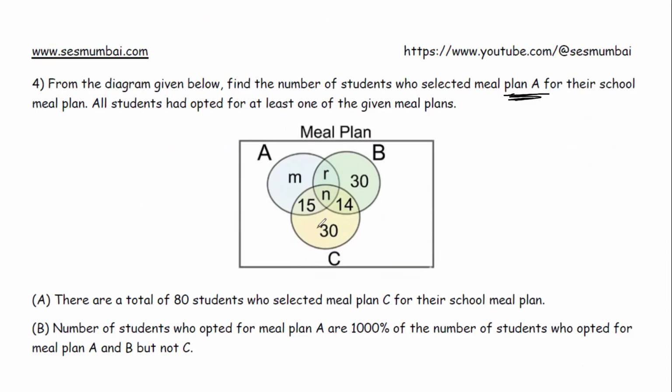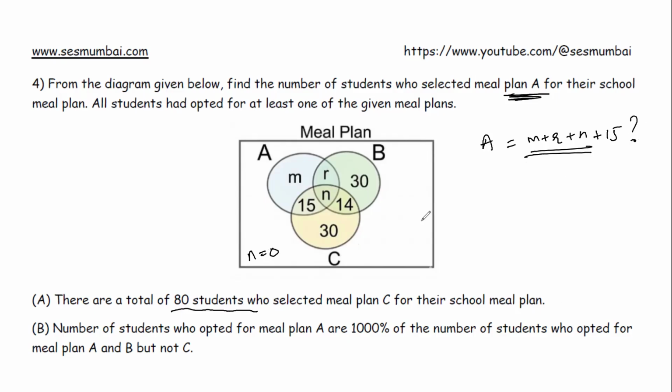So there is nothing like not opting for a meal plan, since all students opted for at least one of the given meal plans. So n is 0, meaning the ones who are not taking any meal plans are 0. So everyone's taking a meal plan. Okay. So there are a total of 80 students who selected meal plan C. What we need to find out from the diagram below is the number of students who selected meal plan A. So we have to find A, which is M plus R plus N plus 15. So we come to the MRN. So we got the answer. That's what we need.